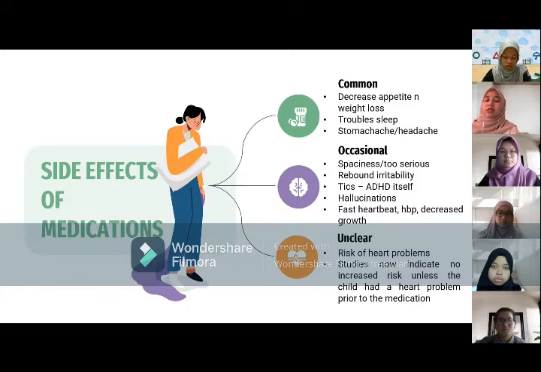The patient might feel spaciness or being too serious, rebound irritability, tics, hallucinations, fast heartbeat, high blood pressure, and also decrease in growth. These side effects may appear, but less likely compared to the common ones. The last one is unclear: risk of heart problems. Studies now indicate no increased risk unless the child had a heart problem prior to the medication. In this case, the child might have a heart problem in the first place that will increase the risk when he or she consumes the medication.